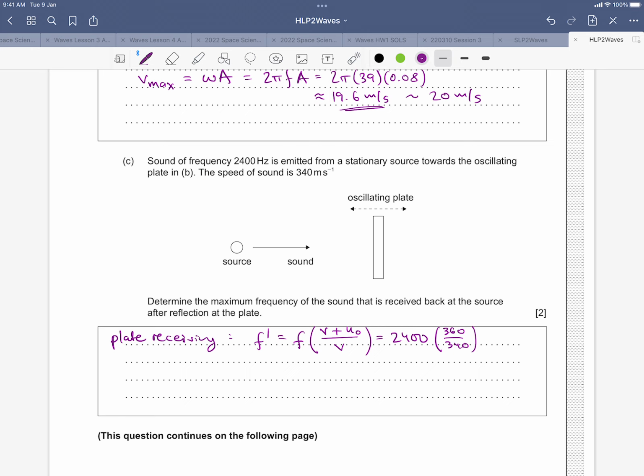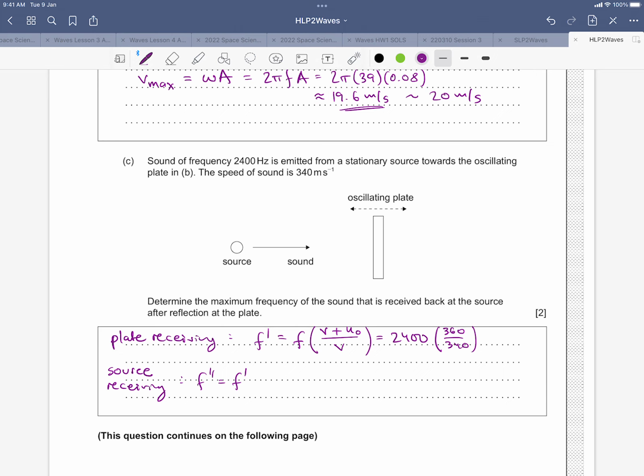Well, wait a second. Yeah, so the plate is actually now a moving source, right? Because when the sound reflects off the plate, it is moving. So suddenly the plate becomes a moving source. Okay, so we now have the source as the stationary observer. It's a bit confusing. The source is now receiving, and it is going to be receiving a higher frequency of that maximum frequency we just calculated, right?